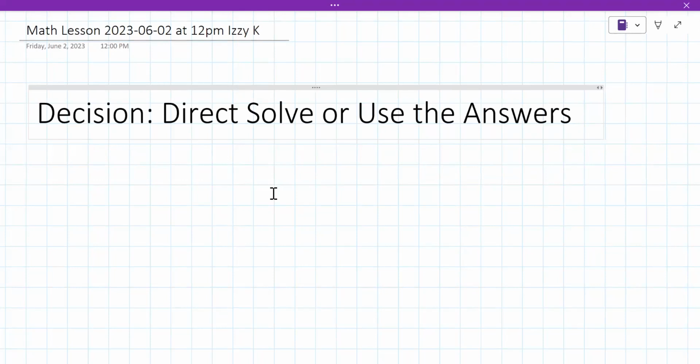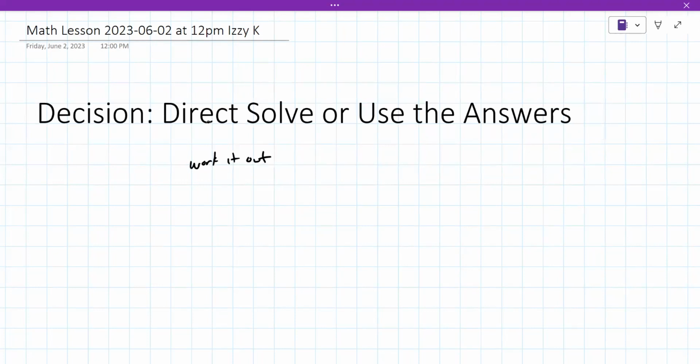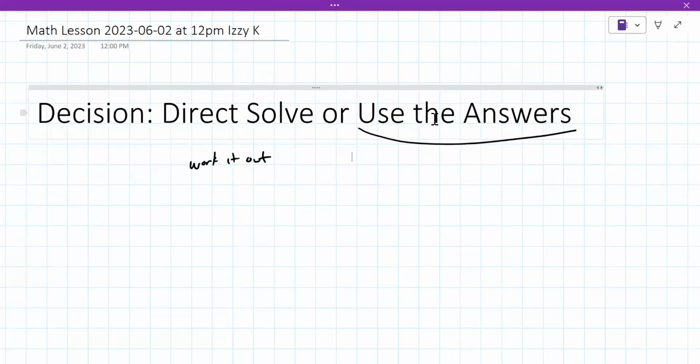The answers. Direct solve means you work it out the way you would in the classroom. Like all the stuff you've been learning over the years, that's a direct solve. That means you just do what you always know to do. Using the answers sometimes is a good choice because you can maybe determine something from the answers each time.